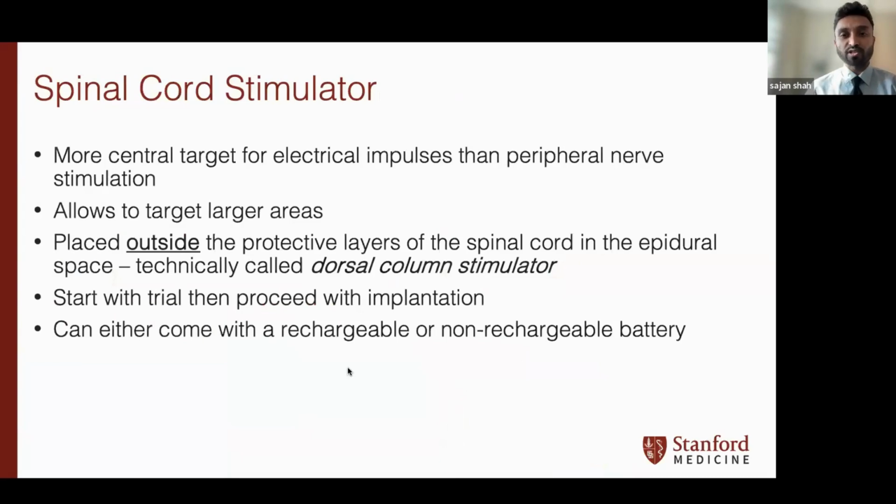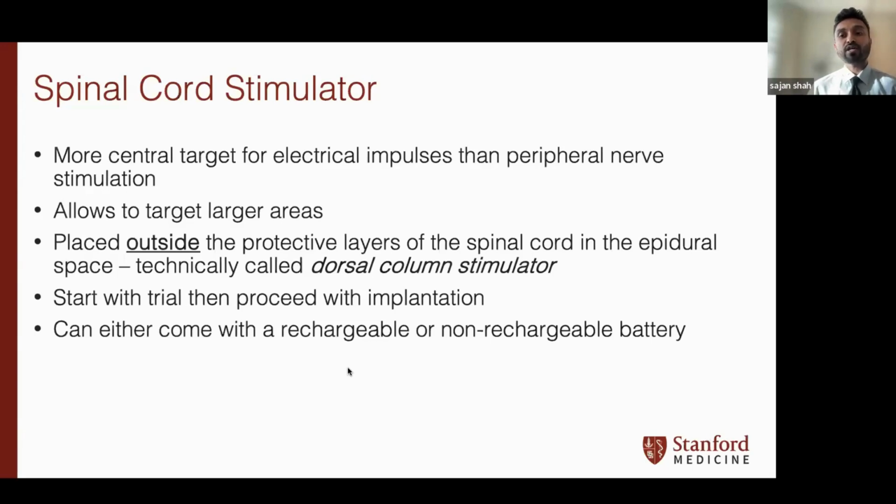Now let's chat about spinal cord stimulators. This device enacts change at the level of the spinal cord. So we've talked about skin and peripheral nerves, which kind of fall in the same category. And now we're getting to the spinal cord itself. It provides a more central target for the electrical impulses that are not painful, which then go to the spinal cord and block the pain signals.